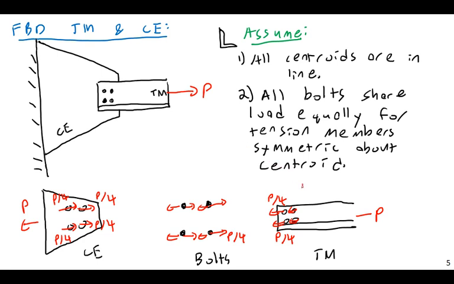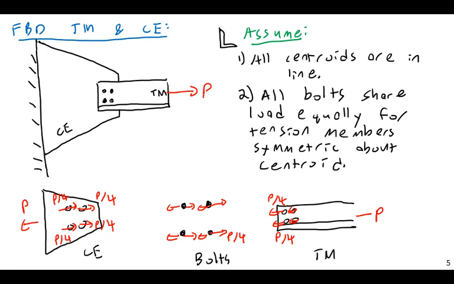I can have the tension member fail, I can have the bolts fail, or I can have the connecting element fail. Or, if you really want to be thorough, we could say the column itself could fail too, but in this problem we're assuming that the column is beefy enough that it's effectively rigid, so we can just call it a fixed connection.